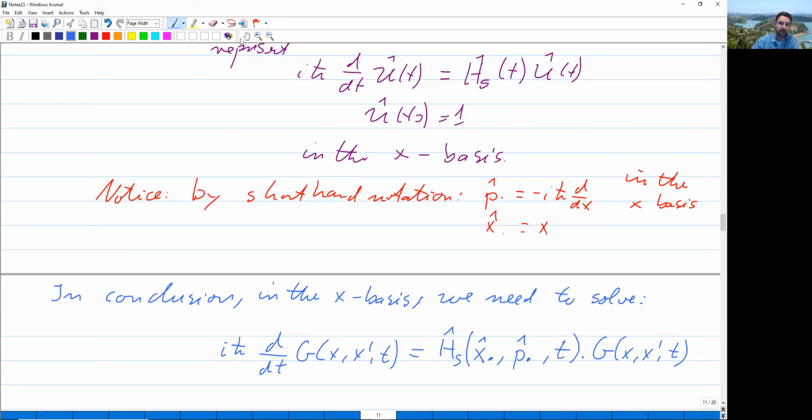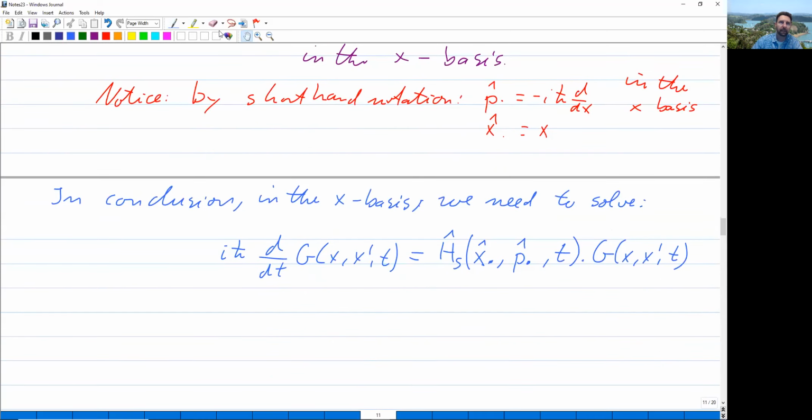Okay, so we have to solve this equation and G(x, x', t0) equal to delta of x minus x'. So when we solve that, we're done. Then we have the Green's function, which means we actually have the time evolution operator in the position basis.